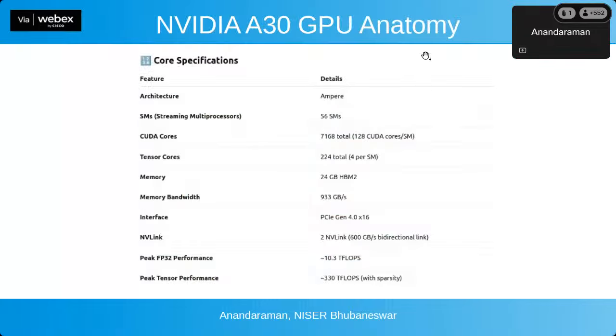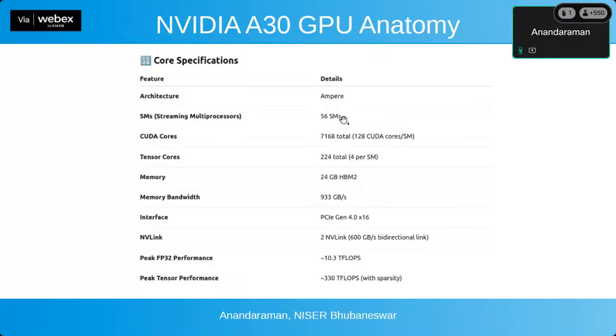Here is the anatomy of the NVIDIA A30 GPU. This is the Ampere architecture. It has 56 streaming multiprocessors, with a total of 7,168 CUDA cores. See here, 7168, but in a CPU the maximum, even the very latest, is 256. It has three types of cores: CUDA core, tensor core, and RT core. RT is the ray tracing core. That is also there.